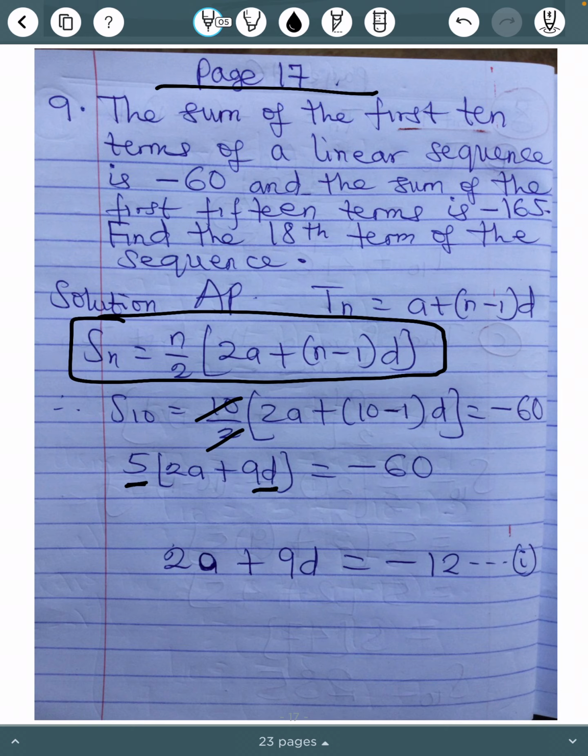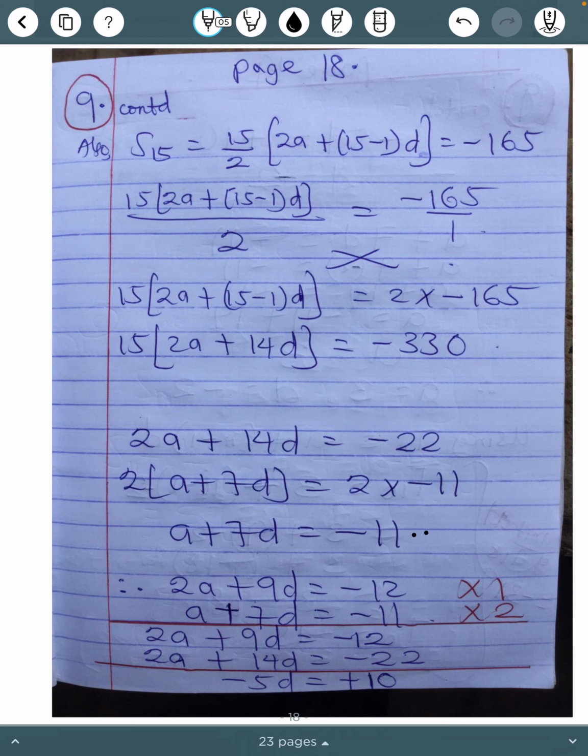Then it says also that the sum of the first 15 terms is minus 165. That means 15 over 2 times 2a plus 15 minus 1 d will give me minus 165. So let's write this as 15 into bracket 2a plus 14d, which is 15 minus 1, over 2 equals minus 165 over 1. When I cross multiply, I will get 15 times 2a plus 14d equals 2 times minus 165, which is minus 330.